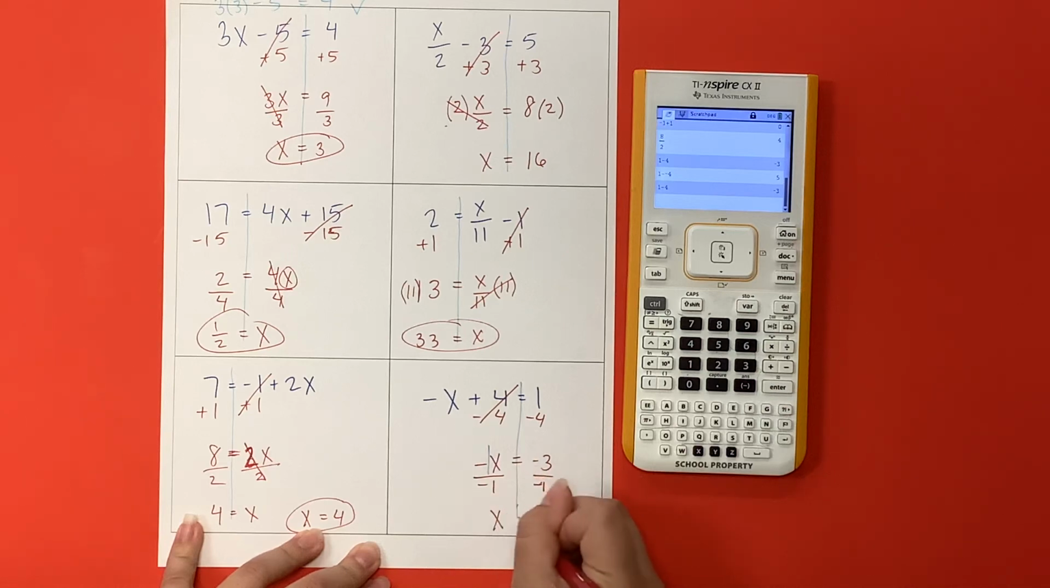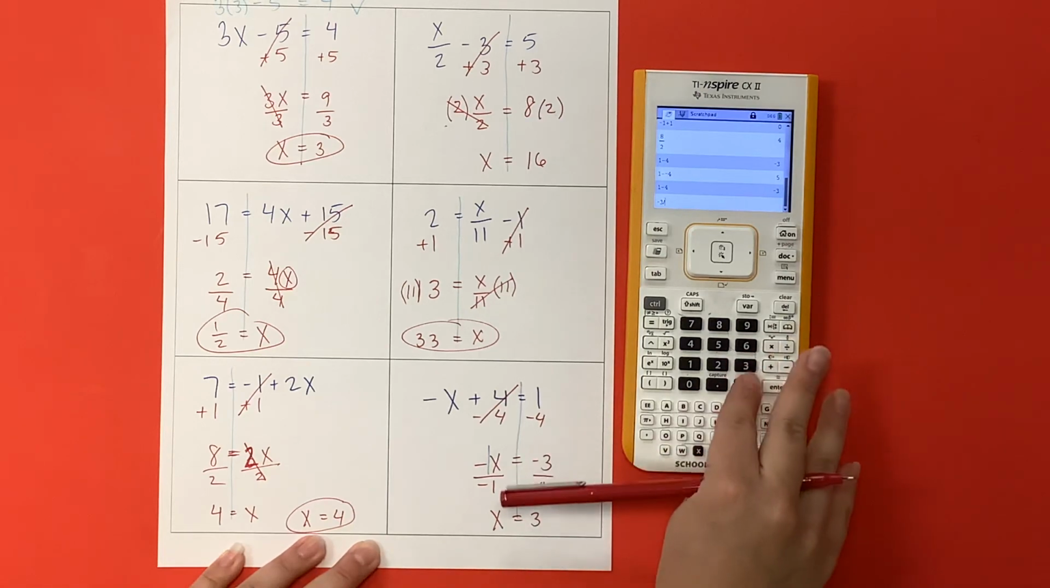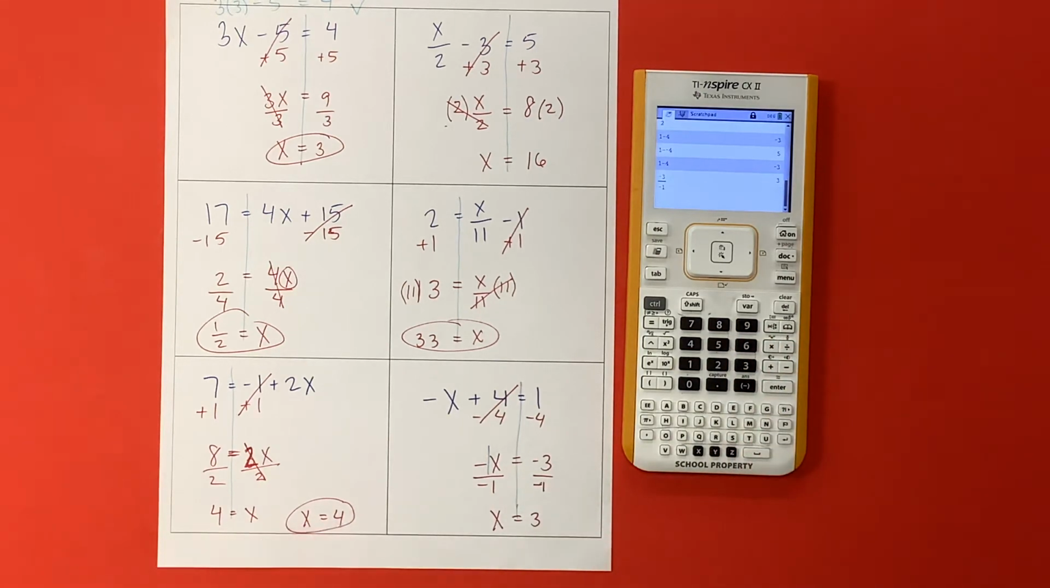So that is just plain x equals, and -3 divided by -1 equals a +3. Again, if you need your calculator to do the division, please use it. It is a negative divided by a negative, which equals a positive. All right, that is our video for two-step equations.